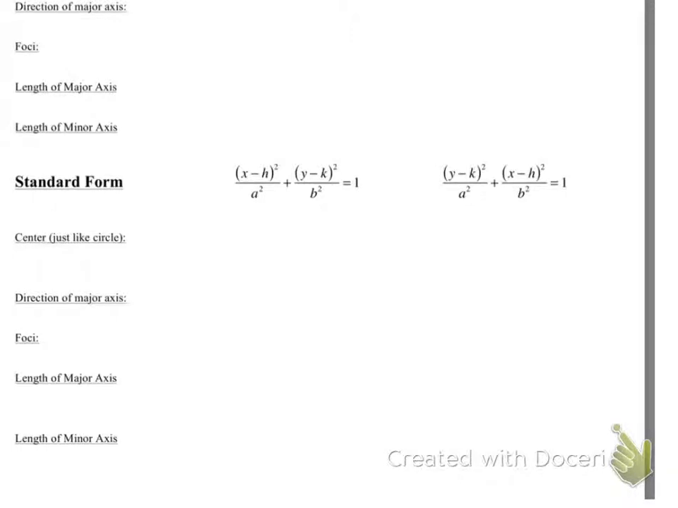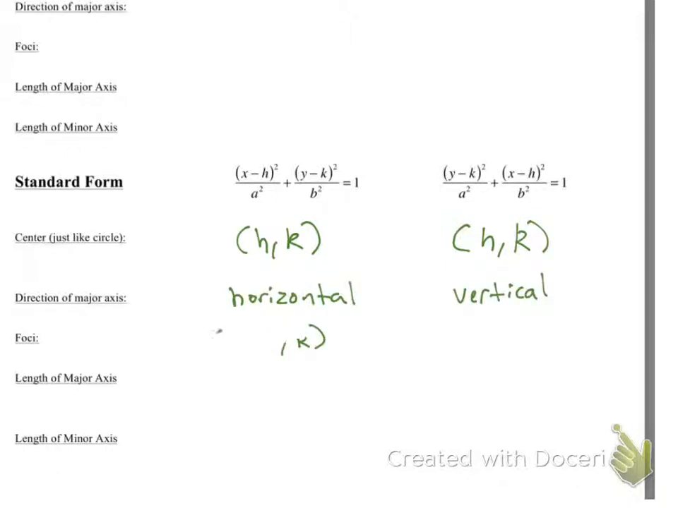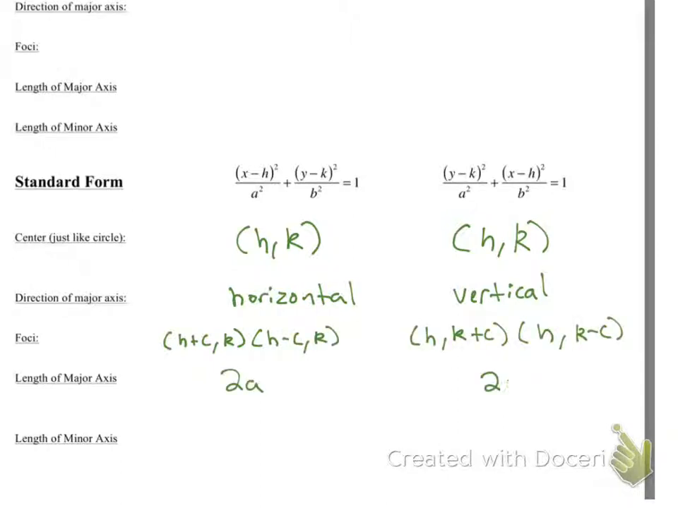Alright, once you hit unpause, we'll go down to the bottom. If you look, we still have horizontal on the left, vertical on the right. Center is the same for both, H and K. That's our formula to get the foci. Length of major axis, length of minor axis are the same.